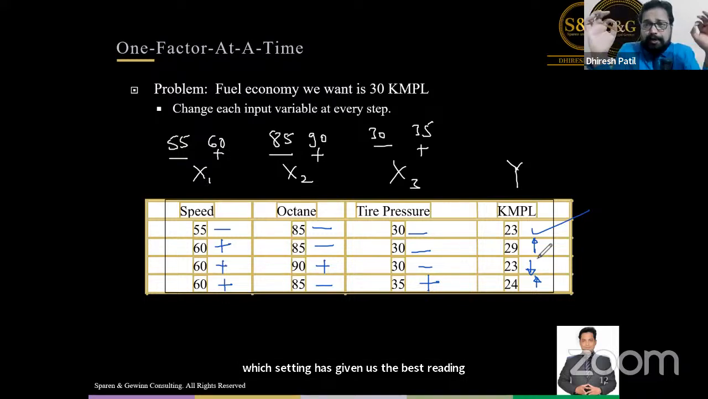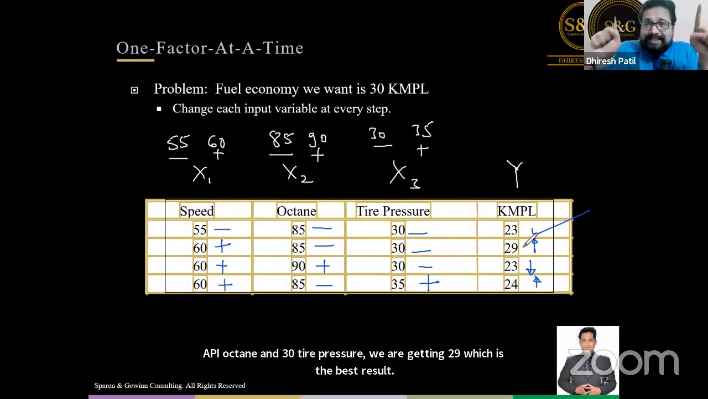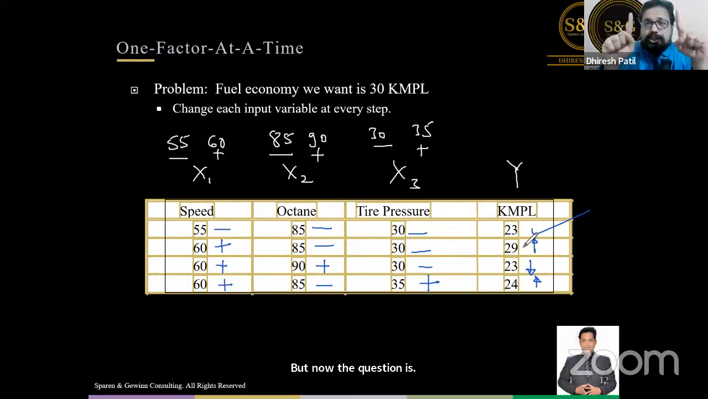Second one, absolutely clear, right? Isn't it the second one? Yes, very simple. So 29, it is very close to our target as well. So if we keep 60 and 85 octane and 30 tire pressure, we are getting 29, which is the best result. But now the question is, have we tested all the permutation combinations here?